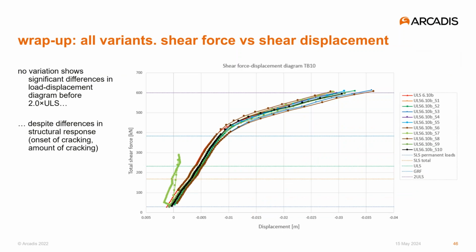This graph shows all shear force shear displacement curves together. And apart from the horizontal shift due to different onset of cracking, etc., no significant differences are observed before a load level that's way beyond the required level GRF-ULS. This strengthens our conclusion that the structure has much more margin than found with the linear elastic quick scan. Let's wrap up.